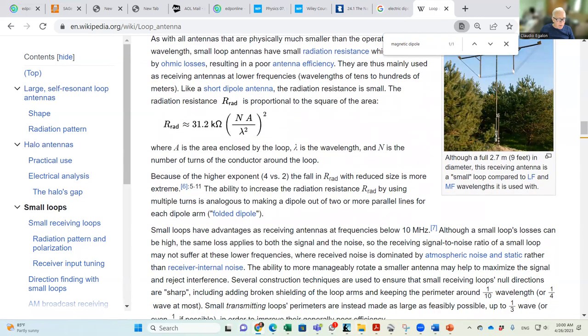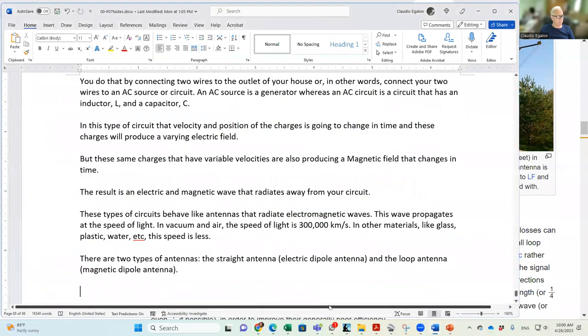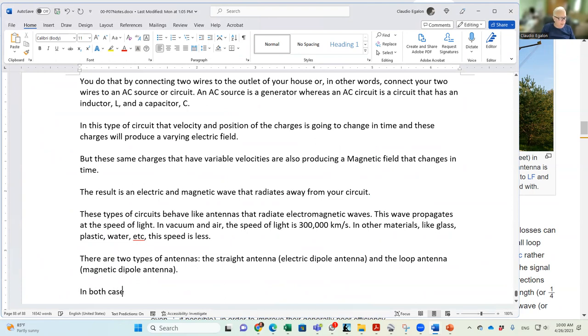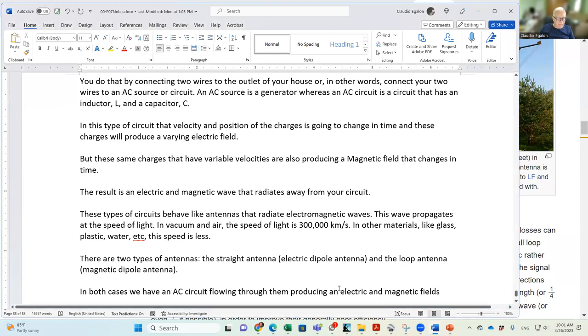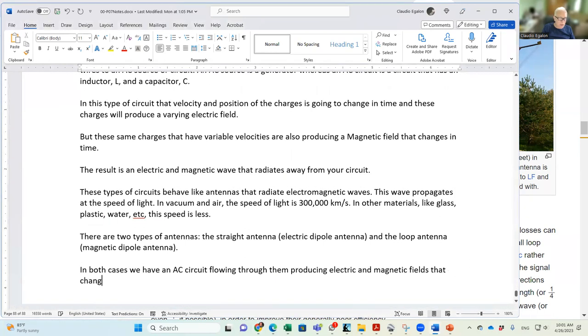Let's write that down here. There are two types of antenna: the straight antenna, the dipole antenna, and the loop antenna, the magnetic dipole antenna. In both cases, we have an AC circuit flowing through them, producing electric and magnetic fields that change in time.